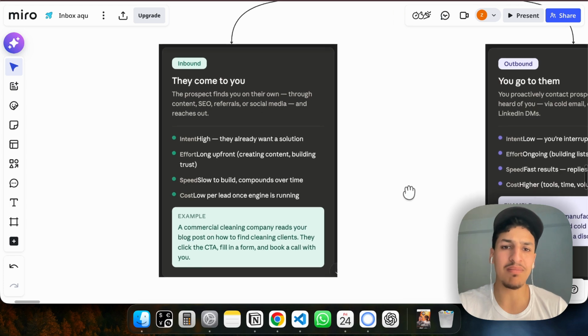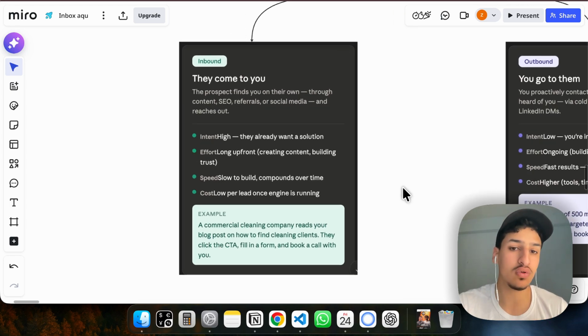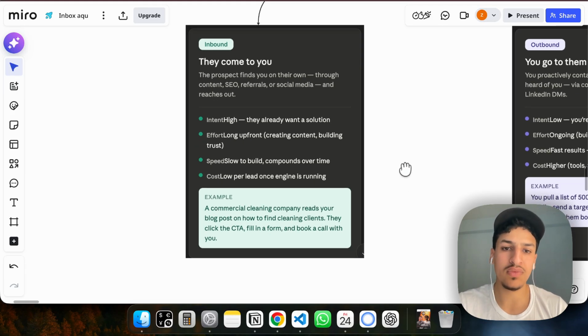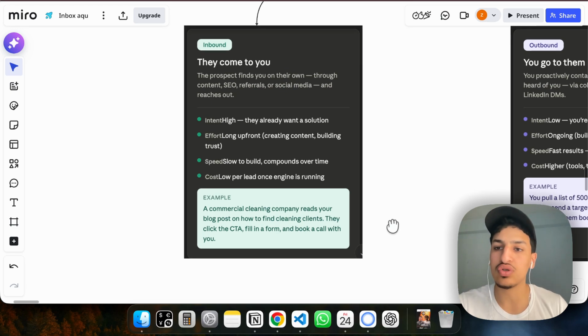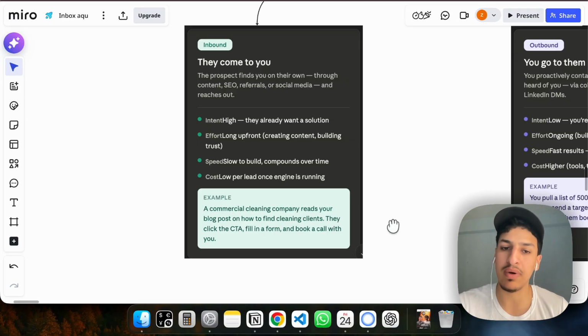And why are inbound leads very useful, or very great, let's say? Because inbound leads already want a solution. They already came to you and signed up in a form, showing that they are interested in something that you are offering, or something that you are marketing about on your page. So they already want a solution, they came to you, they signed up in a form. That's considered inbound leads.